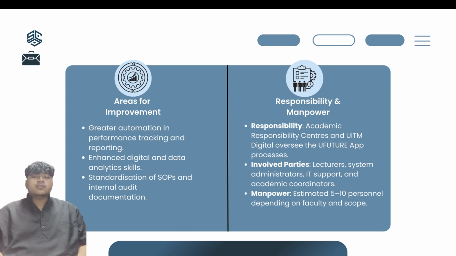Finally, in terms of responsibility and manpower, oversight of UFuture is shared between the Academic Responsibility Center and UiTM Digital. Key parties involved include lecturers, system administrators, IT support staff, and academic coordinators. Based on audit observation, manpower involvement is estimated at 5 to 10% depending on the faculty size and operational scope. This concludes the internal audit of UFuture.